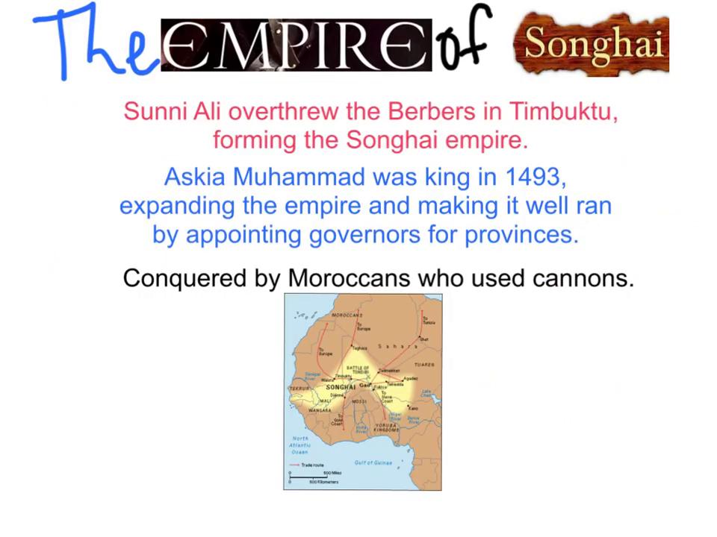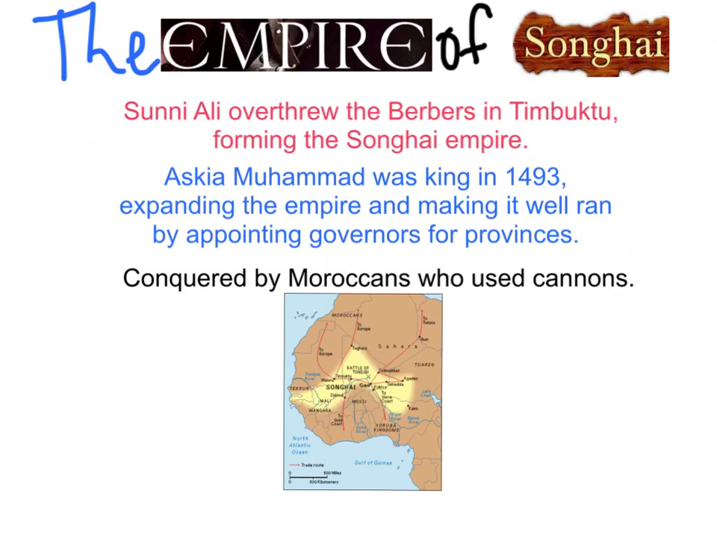The third kingdom we'll talk about is Songhai. So the empire of Songhai develops. They had tried for a long time to develop an empire. It just didn't happen very quickly. Eventually, a guy named Sunni Ali is going to overthrow the Berbers who had taken over Timbuktu from Mali. And by doing such, he formed the Songhai Empire.